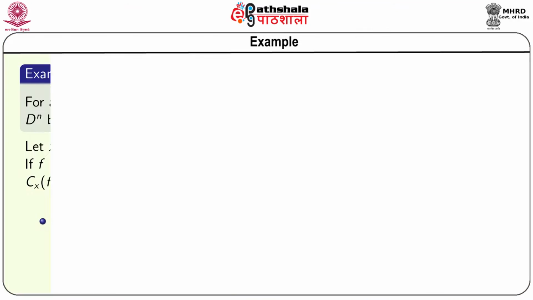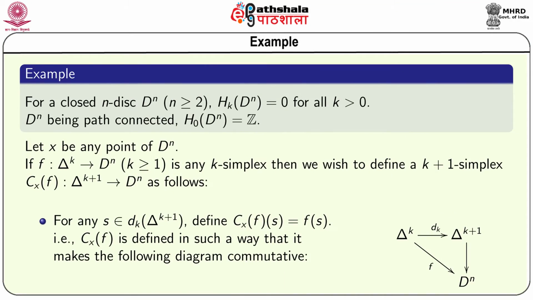Chapter 9, Module 2. In this module, we shall discuss how a continuous function f from a topological space X to another topological space Y gives rise to homomorphisms between the corresponding homology groups. Before that, we compute the homology group of any n-disk D^n. Let us start with this example.